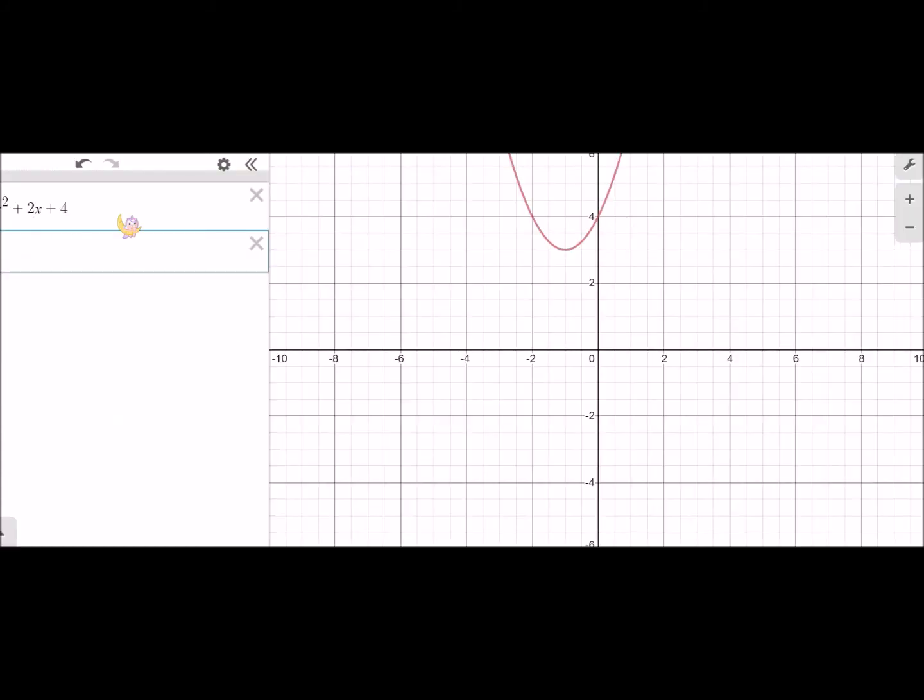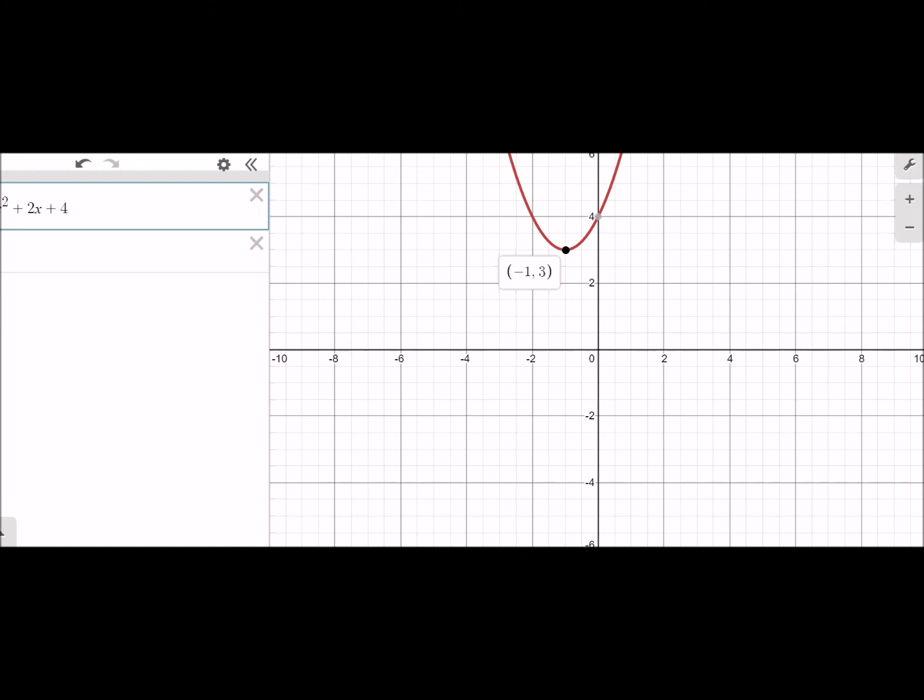So I went ahead and graphed the function in Desmos, and you can see it's not working out. There is no solution. This is not factorable. But it's not just that it's not factorable, it's just that it's not going to cross the x-axis. So in this situation, we have no real solutions. Again, we have to say the word real.